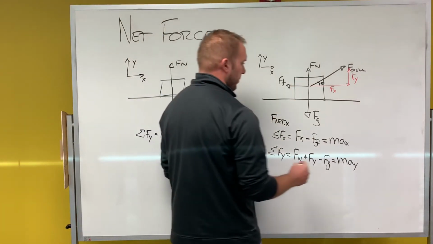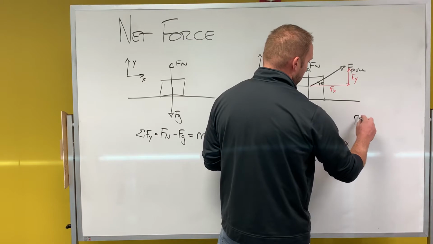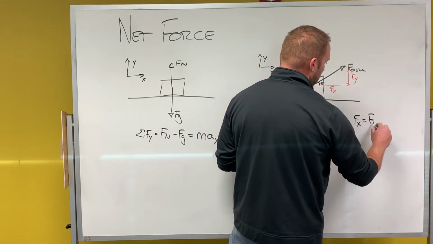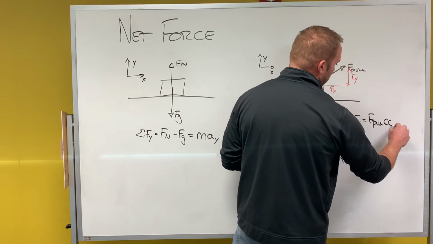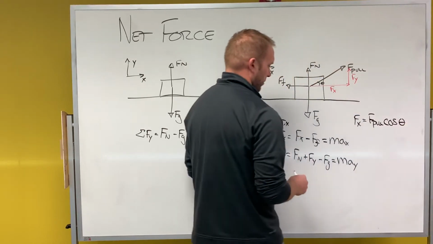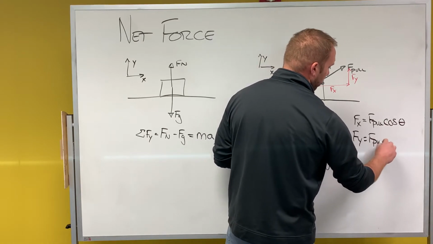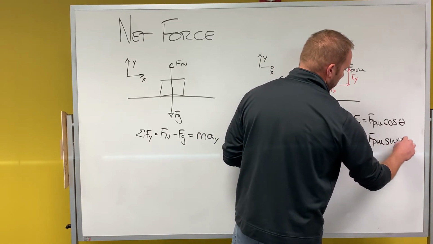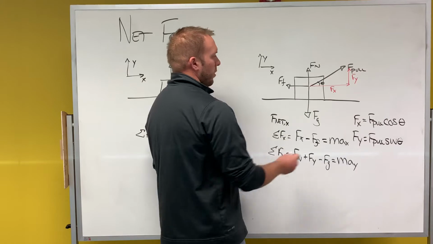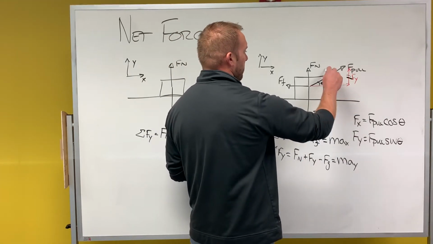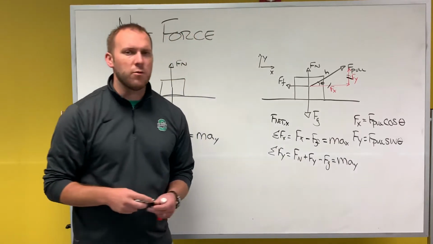If I were to know this angle here, theta, what I could do is determine X and Y components by saying F of X is F pull times the cosine of theta, and my Y component is going to be F pull times the sine of theta, right? SOHCAHTOA: this is my adjacent side, this is my opposite side, and this is my hypotenuse for that right triangle.